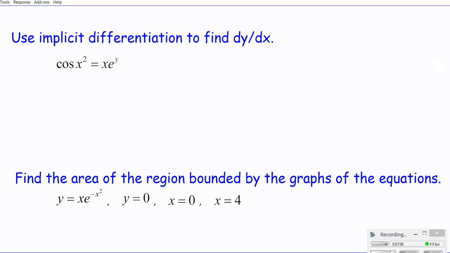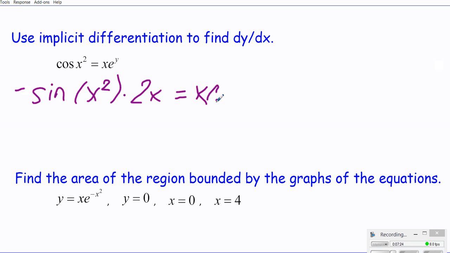Understand that the left-hand side of this equation is not cosine of x times cosine of x. The intent of what I wrote is cosine of x times x. Okay, so it's x squared inside the cosine function. Our derivative of cosine is negative sine. We keep the inside, take the derivative of the inside by chain rule. On the other side of the equation, we need to use product rule.